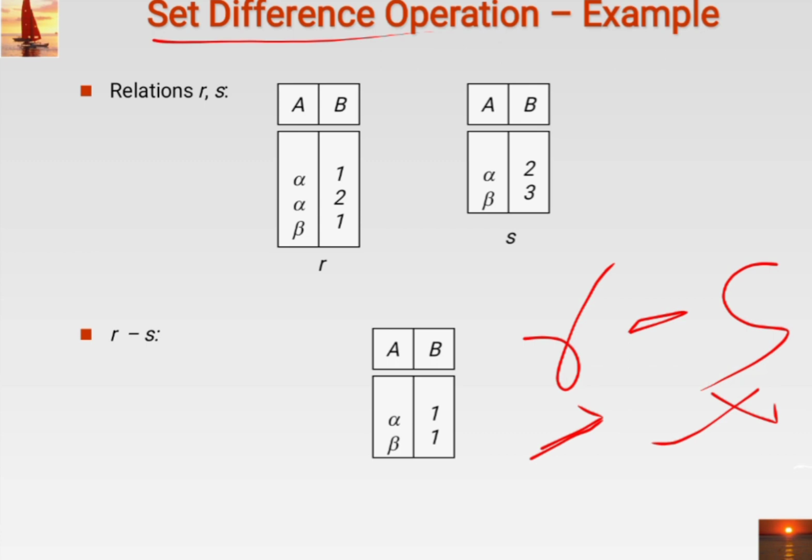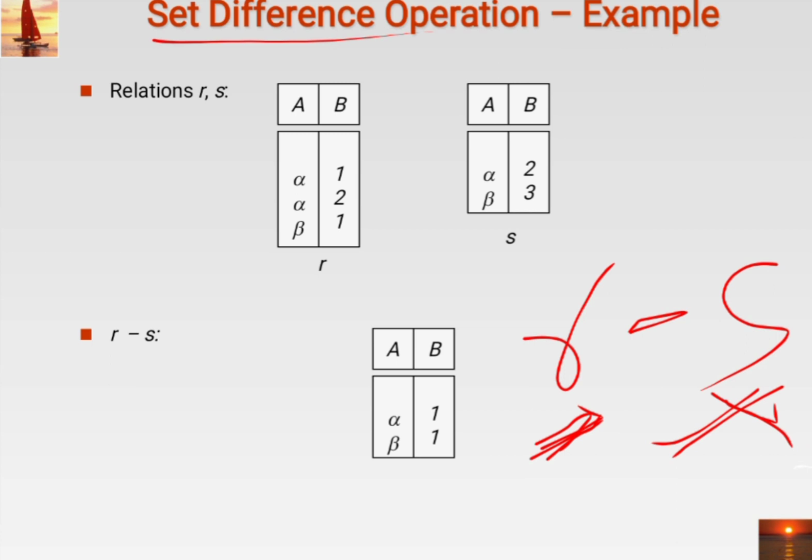That is the meaning of R minus S, right? You have already studied that in automata theory, and in logic also you might have studied. So R minus S means what? It should be present in R but it should not be present in S. That is the meaning of R minus S. So you can see how many tuples are there which are present in R but should not be present in S.